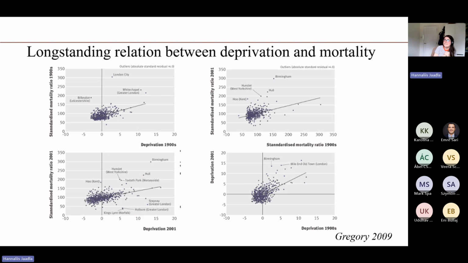And what he really sees on these graphs is there's a very long-standing relation between deprivation and mortality. So in 1900, areas with high levels of deprivation had high levels of mortality. And similarly today, or 2001, the relationship is similar: high levels of deprivation have high levels of mortality. If you compare the deprivation indexes, you see also that places that had high levels of deprivation in 1900s also have high levels of deprivation in 2001. So, long-standing patterns that seem to be holding over time.